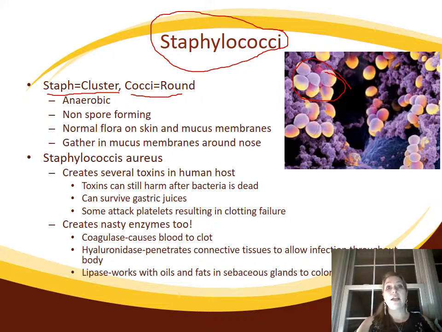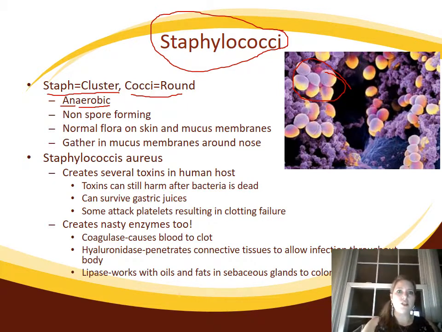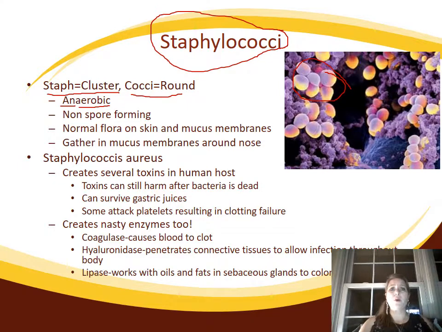So Staphylococci are anaerobic, meaning non-aerobic, aerobic meaning air. So they don't like air. They don't like oxygen. They don't form spores. They are normal flora. They're found on skin and mucous membranes, and they gather in mucous membranes around the nose. But as we know, normal flora can have a problem finding its role sometimes and can become infectious if it's got too much of it in the system or if it's in the wrong place. Okay?